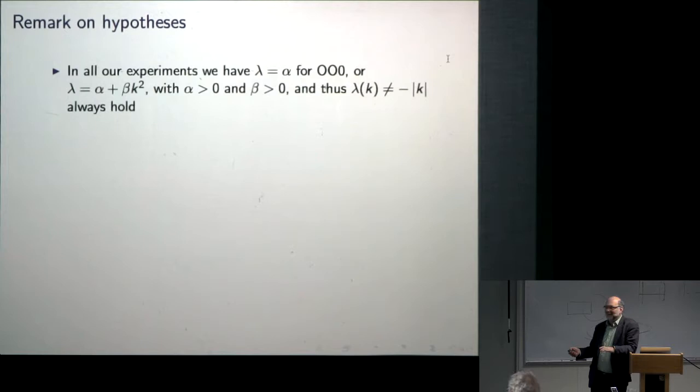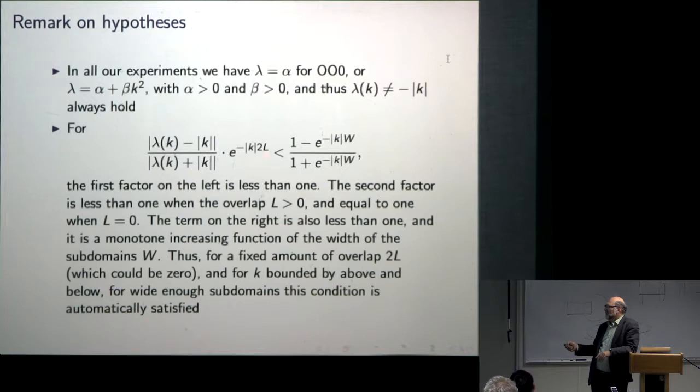Now for this, this is a number less than one, assuming that I have some overlap. And this number is also less than one. Now, what about this number? This number is also less than one, because it's one minus something or one plus something. But it's an increasing function of W.